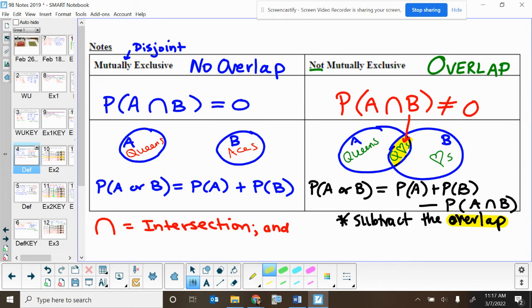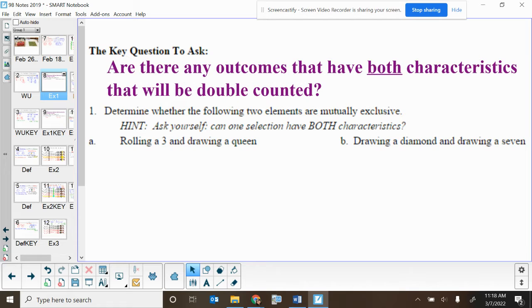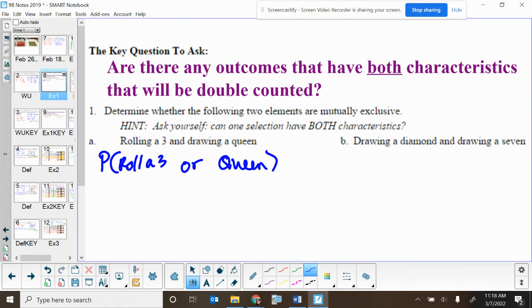So if we look at, for example, this one, it says the key question to ask is, are there outcomes that have both characteristics? So when we're talking about rolling a die and drawing a queen, if we had the probability of rolling a 3, or getting a queen, there is no overlap there, because rolling a 3 has to do with dice and getting a queen has to do with cards.